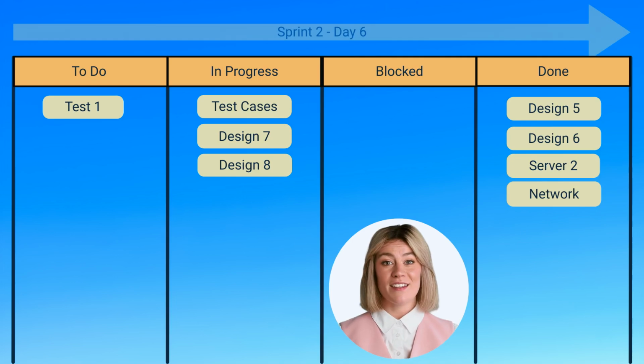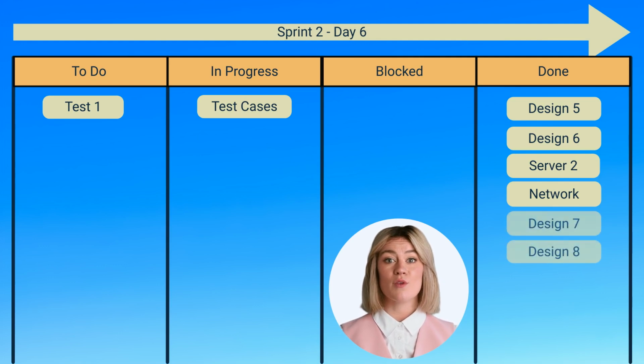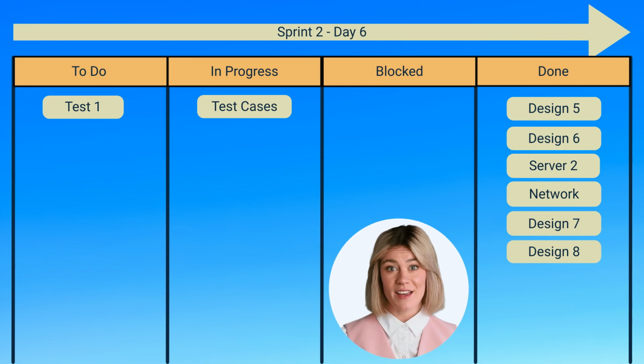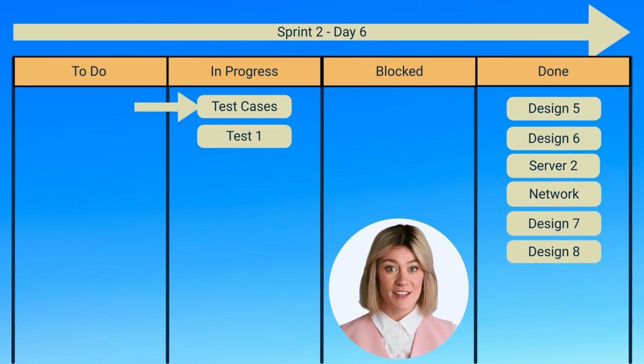On day 6, the design work packages are now completed. So let's move them to the Done column. There are also enough test cases written to start the testing. So we can move this to In Progress as well. Notice that the test case work package is still in progress, as there are still test cases to write for 2 design packages that have only just been completed.